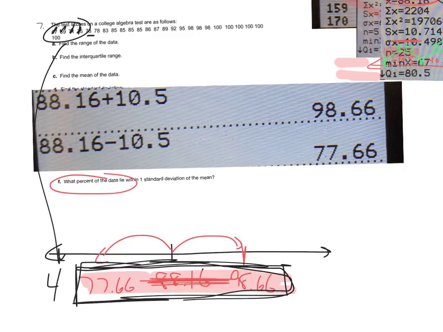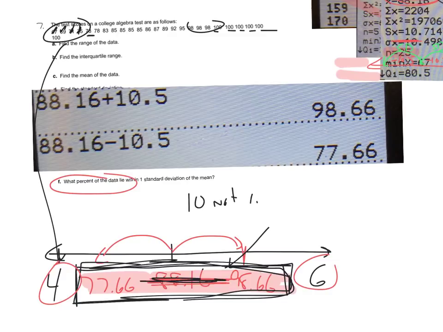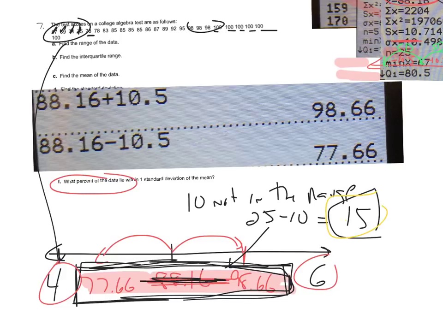And then it looks like the 1, 2, 3, 4, 5, 6 hundreds lie outside of this range, because the 98s are in 77.66 to 98.66. So it looks like we have a total of 4 plus 6, or 10, which are not in the range, which means if we had 25 data values, then 15 are between 77.66 and 98.66.